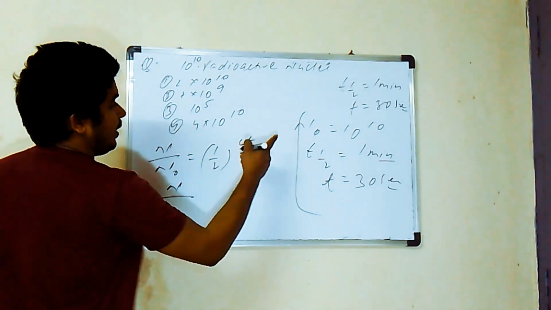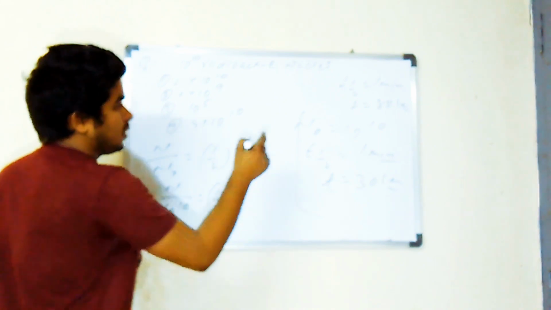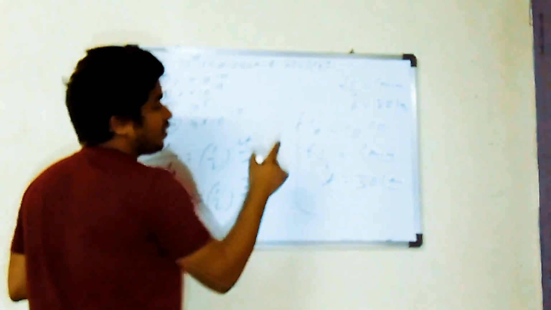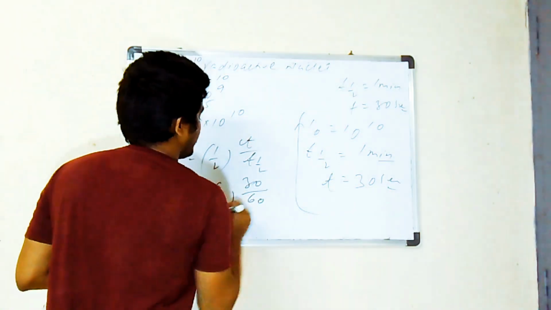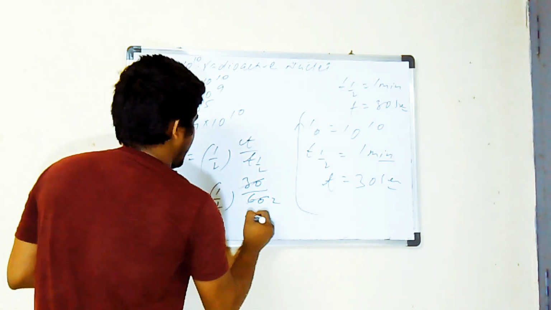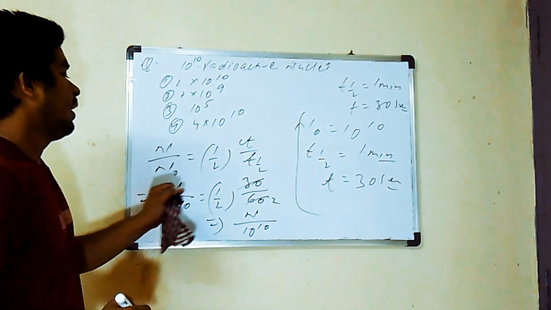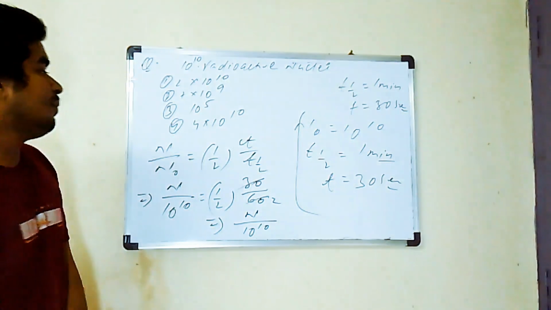So if we put the values, what is N? N naught is 10 to the power 10. N equals 1 by 2 to the power T, which is 30 seconds, divided by 1 minute, which equals 60 seconds. So 30 by 60 is 1 by 2. So N divided by 10 to the power 10 equals (1 by 2) to the power 1 by 2.